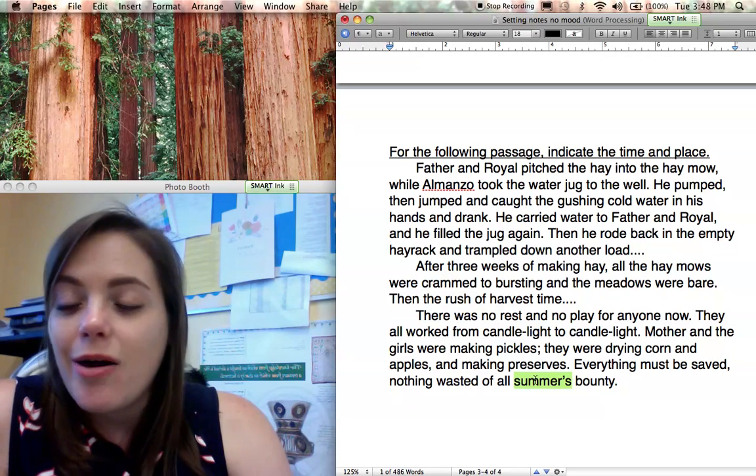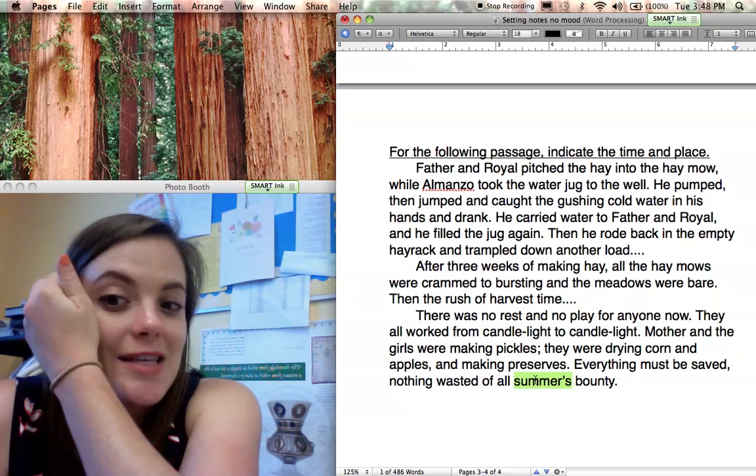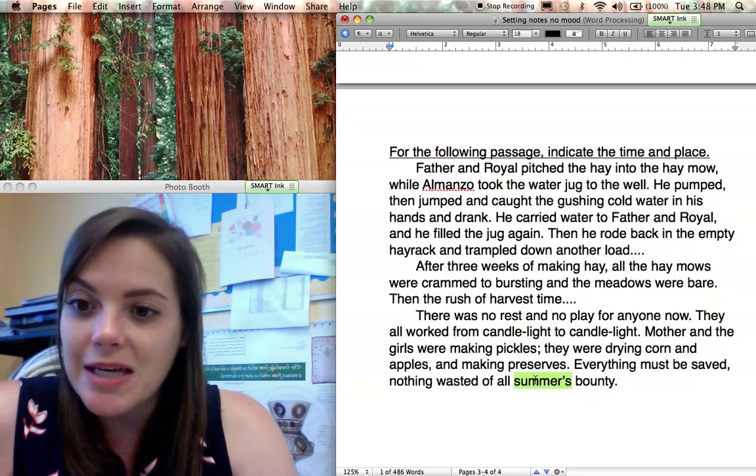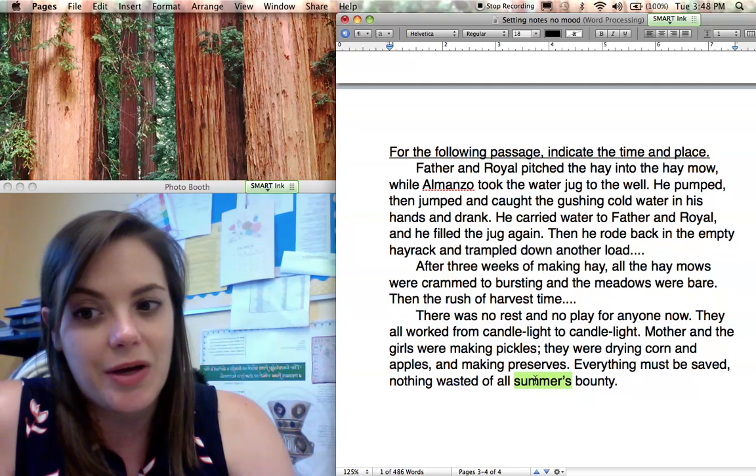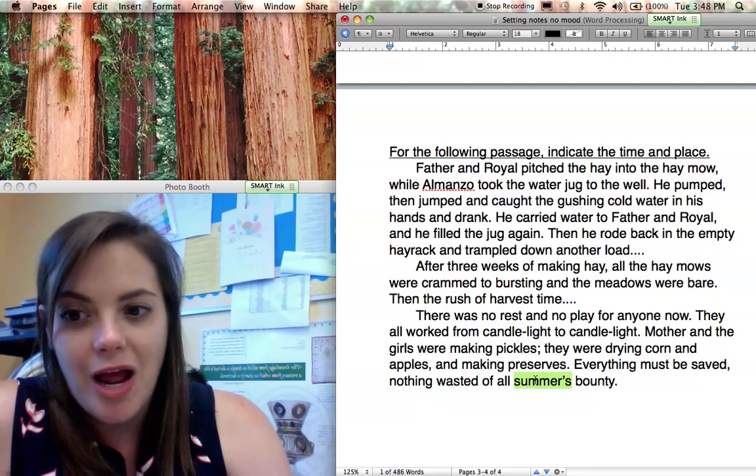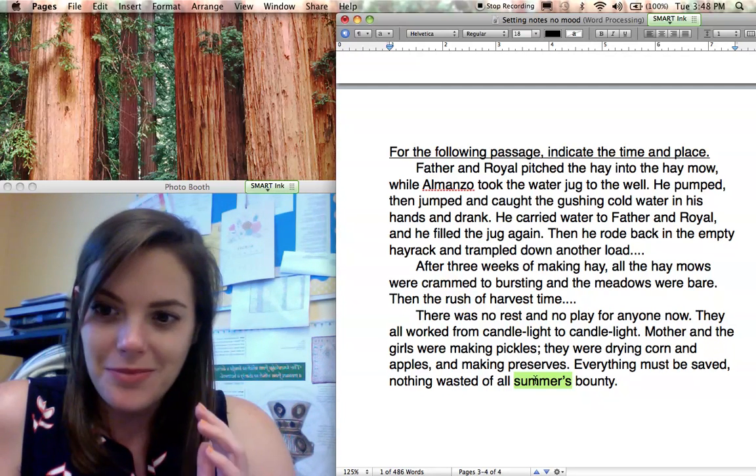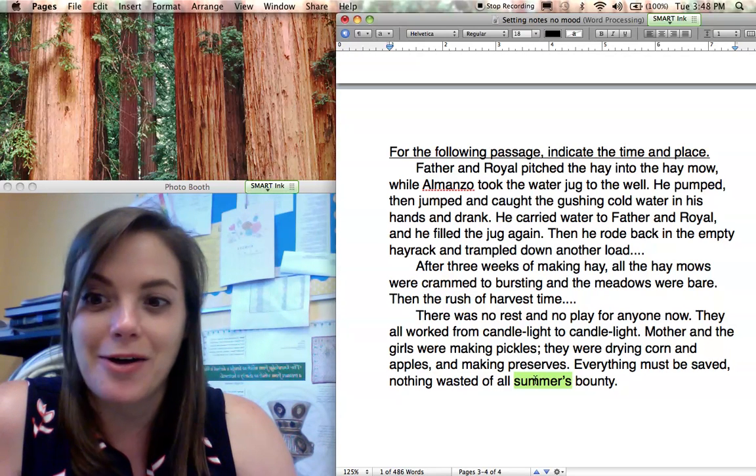All right, so hopefully that gave you a nice refresher on setting. We're going to be making a lot of inferences about setting in our book, The Giver, so we definitely want to have all of that good to go because you're going to have to make a lot of inferences.